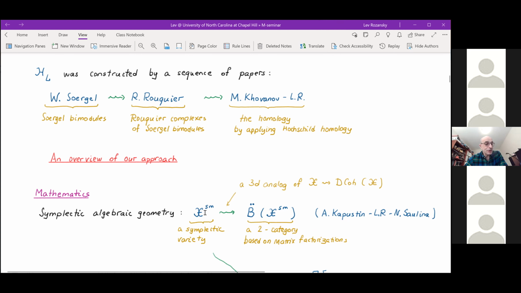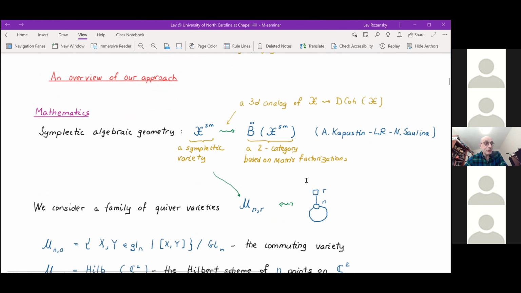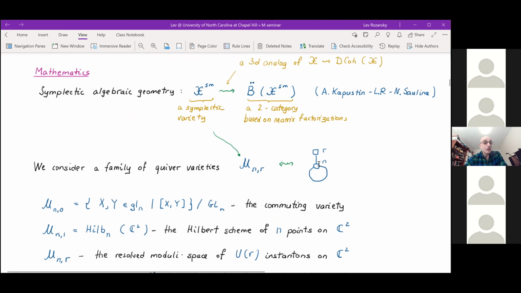In this, the two category is not very popular either, although I think it is as important for symplectic varieties as the category of coherent sheaves is important for ordinary varieties. So it came from our work with Anton Kapustin and Natalia Saulina. We consider a family of quiver varieties, rather simple ones, which correspond to this quiver.